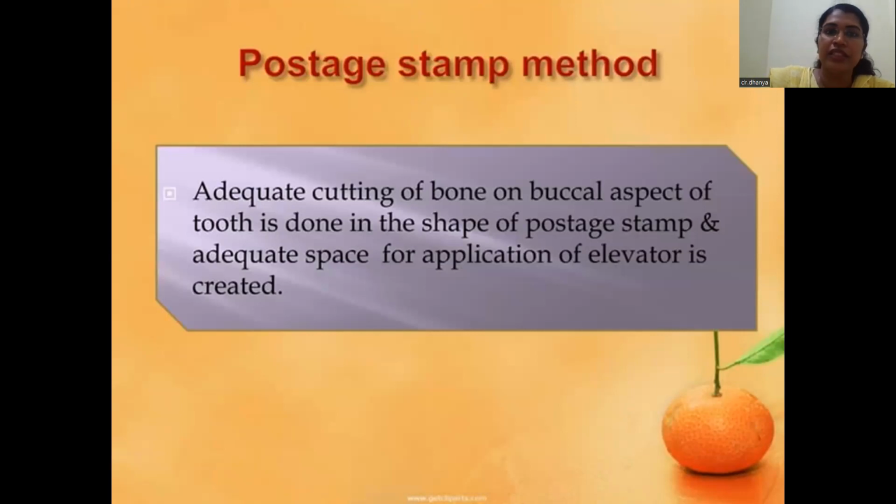Then there is something called the postage stamp removal method. Adequate cutting of bone on the buccal aspect of the tooth is done in the shape of a postage stamp, and adequate space for application of the elevator is created. So basically, you're going to cut a lot of bone, and then apply the elevator and elevate it. If it is a mesioangular impaction, you're placing the elevator in the mesial aspect. You're creating a big hole in the shape of a postage stamp, and then applying force using an elevator and lifting up the tooth, which is possible on your basic mesioangular or vertical impaction, but will be difficult for your distoangular or horizontal impaction because of the loss of too much bone structure.